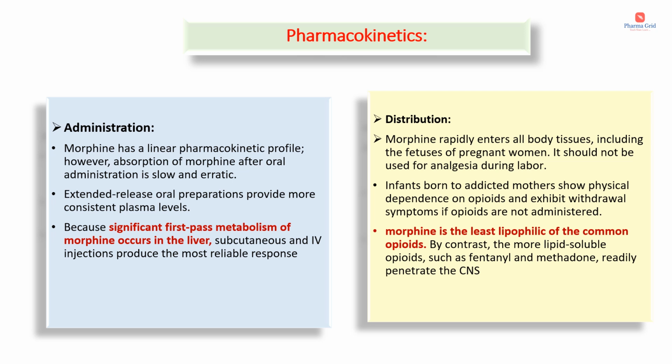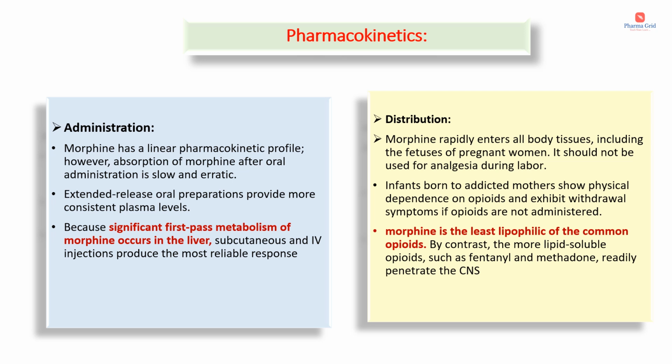Pharmacokinetics. So the first one is administration. Morphine has a linear pharmacokinetic profile. However, absorption of morphine after oral administration is slow and erratic. Extended release oral preparations provide more consistent plasma levels. Because significant first pass metabolism of morphine occurs in the liver, subcutaneous and intravenous injections produce the most reliable response. So that is the point here: morphine is a drug which undergoes significant first pass metabolism.